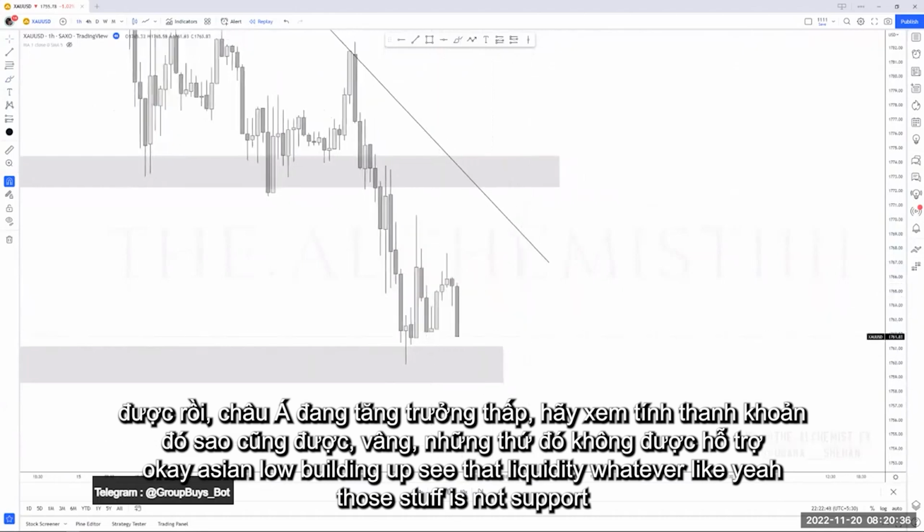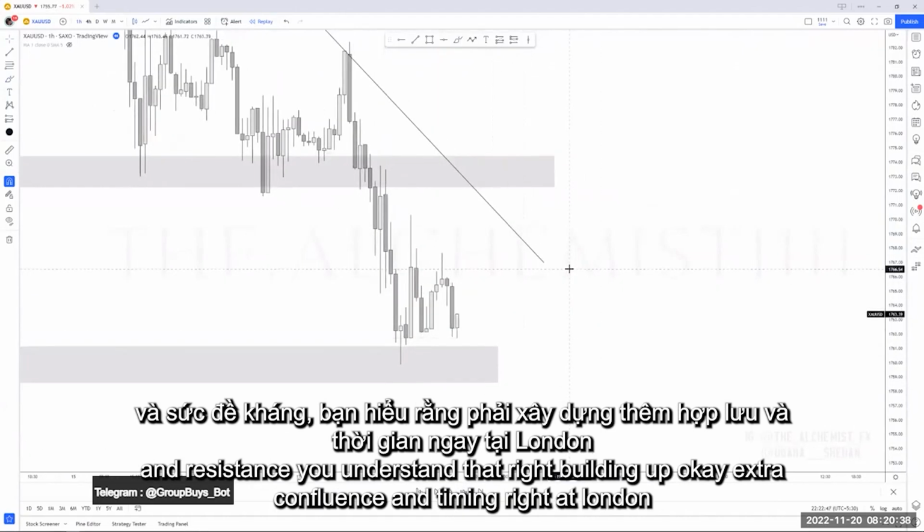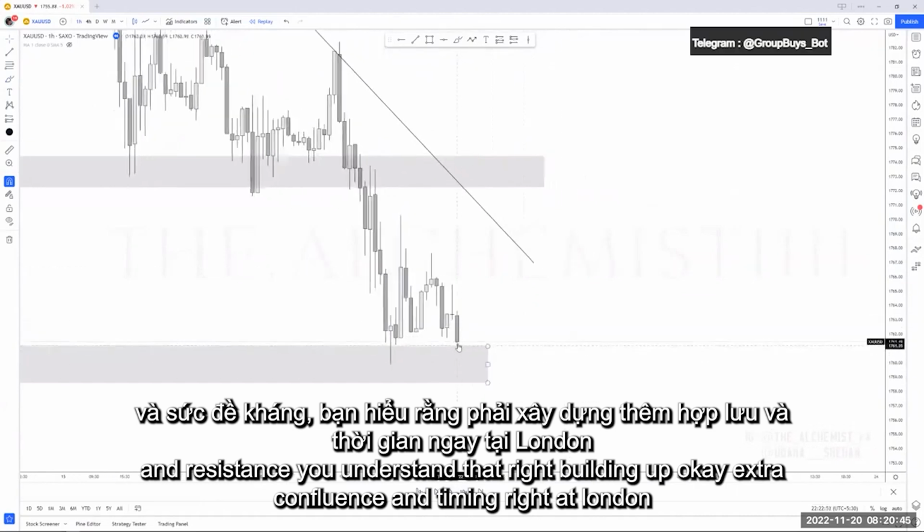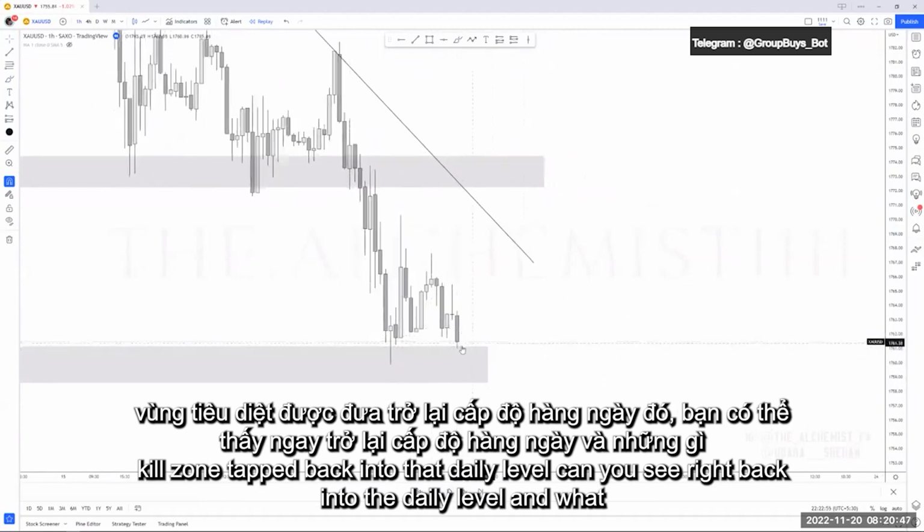See that? Liquidity, whatever. Those things are not support and resistance, so you understand that, right? So there you go, liquidity building up. Okay, extra confluence and timing right at the London kill zone. Tapped back into that daily level. Can you see that? Right back into the daily level.